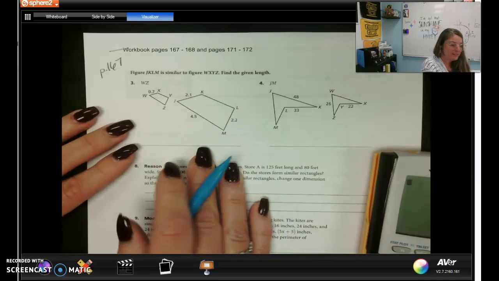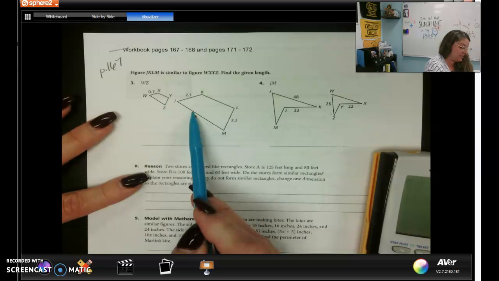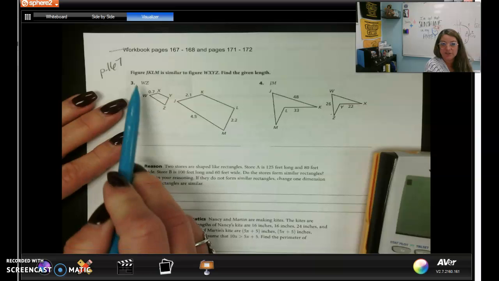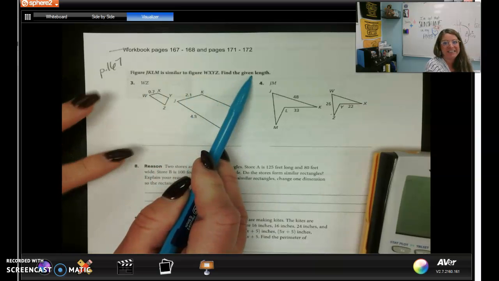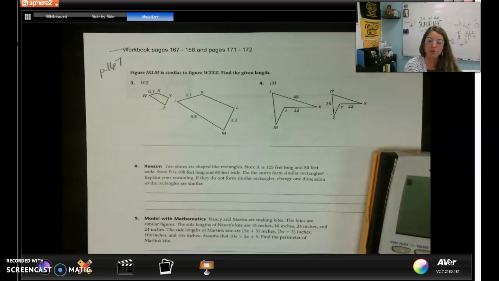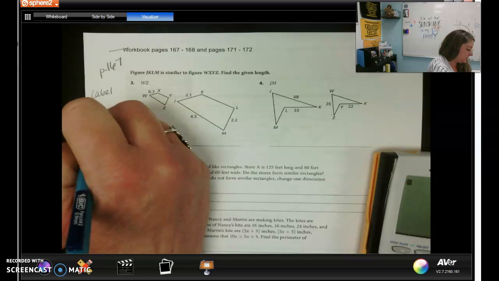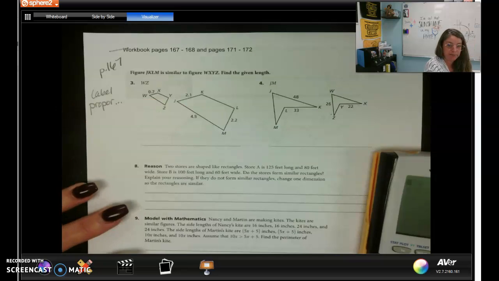Ready? Number 3. So it says, all right, check this out. These two figures are similar to each other, okay? So this figure right here is similar to this one. They're telling you that. It's similar, all right? We're going to go find the missing length. And so what we're going to do is two things. We're going to label our picture first, and then we're going to set up a fraction. Okay, so let's go label our picture, and then we're going to set up those proportions, okay?